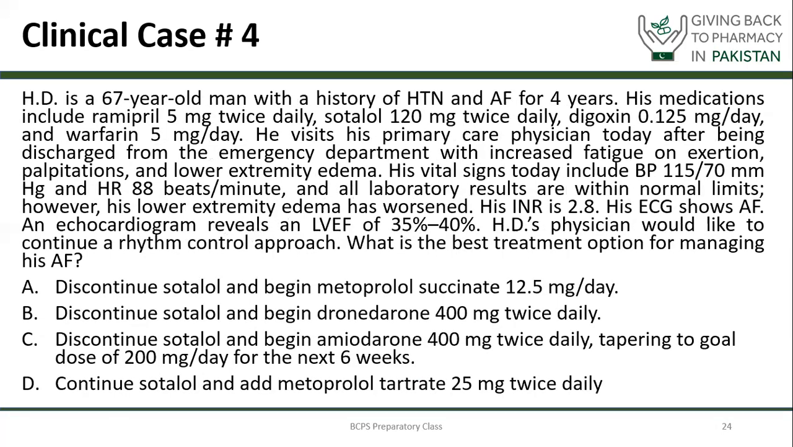So next, clinical case number 4. HD is a 67-year-old man with a history of hypertension and atrial fibrillation for 4 years.